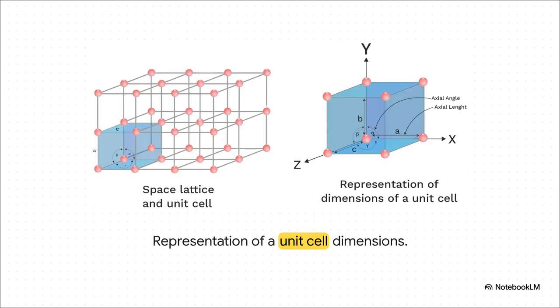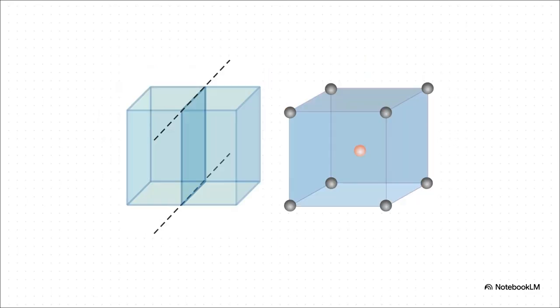To make sense of all this architecture, we use something called a unit cell. It's the smallest repeating portion of a space lattice. Think of the space lattice as a massive, incredibly complex brick wall. The unit cell, that's just one single brick. If you completely understand the dimensions and angles of that one brick, you instantly understand the architecture of the entire infinite structure.